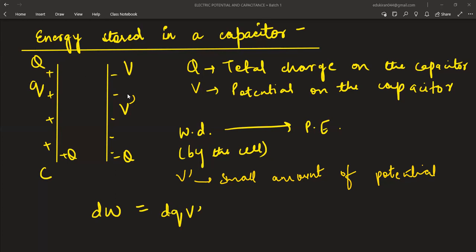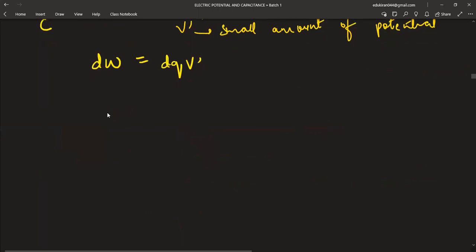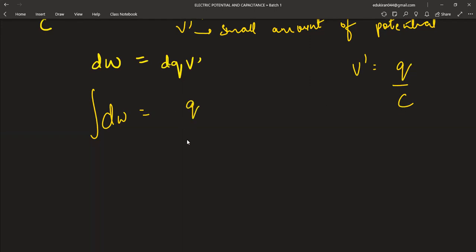All right. And V dash is the small amount of potential which is changing. Now look here, when we are integrating, we have to integrate to find the total work done, V dash dq. V dash is Q by C, where Q is the small amount of charge. So the small amount of potential would be the small amount of charge by capacitance. So this becomes Q by C dq, integrating from 0 to Q.